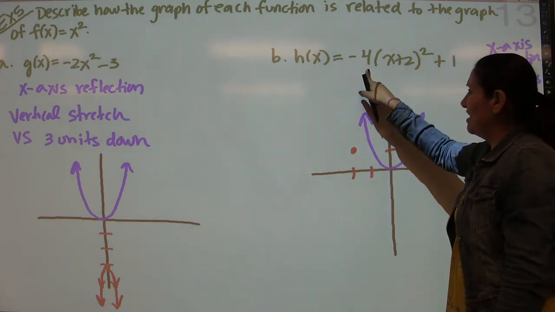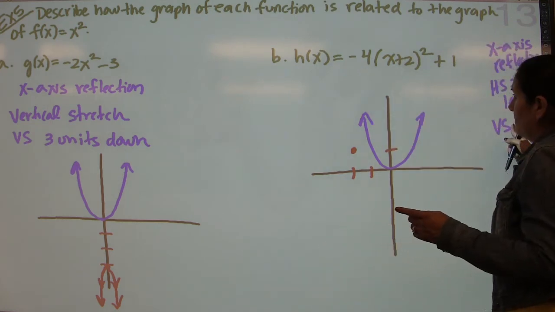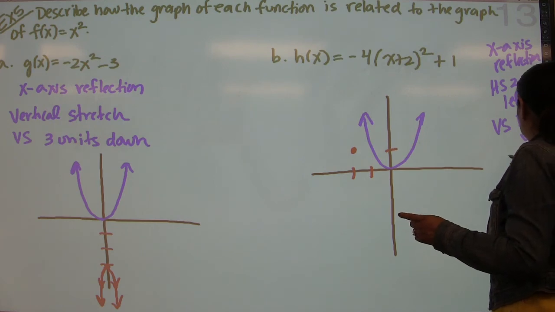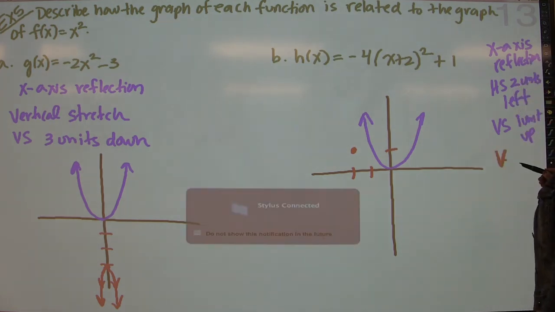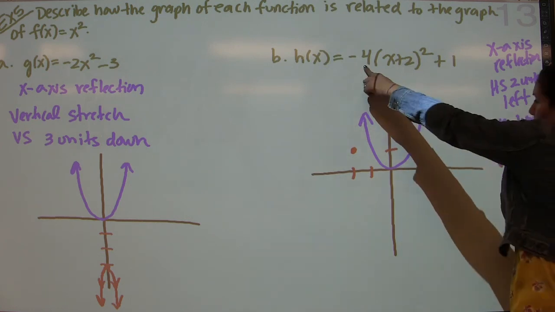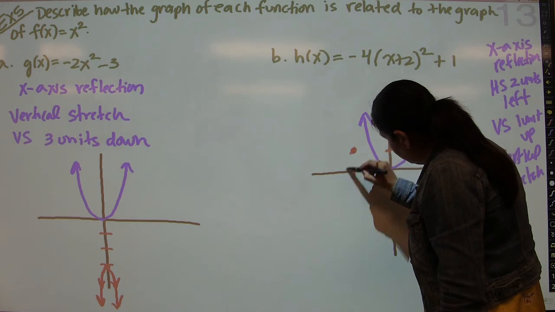And the -4 is going to make it very skinny. I didn't put that on here, but we also have a vertical stretch as well. Vertical stretch as well because of the 4 here. So we're going to have our graph be very skinny.